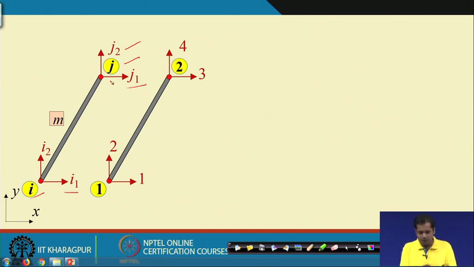Now, for writing, let us say this member has nodes 1 and 2, and the degrees of freedom are 1, 2 here and 3, 4 here. Okay. So, we will find out the force displacement relation for this member.